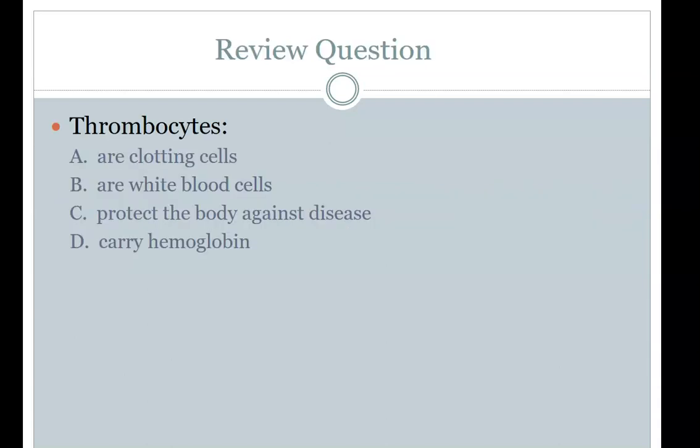Okay, here's your first review question. Thrombocytes: A, are clotting cells, B, are white blood cells, C, protect the body against disease, and D, carry hemoglobin? So if you've got thrombo, which means clotting or clot, it would be A, are clotting cells.